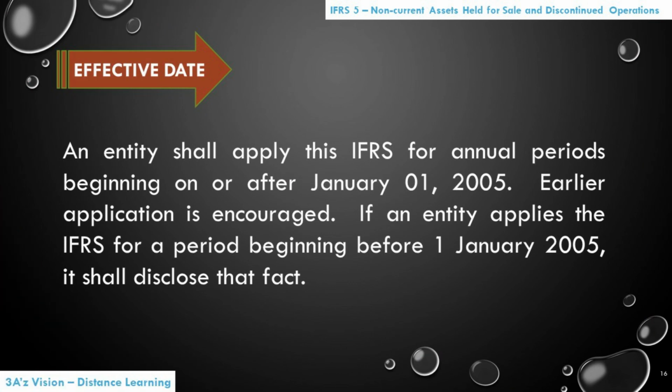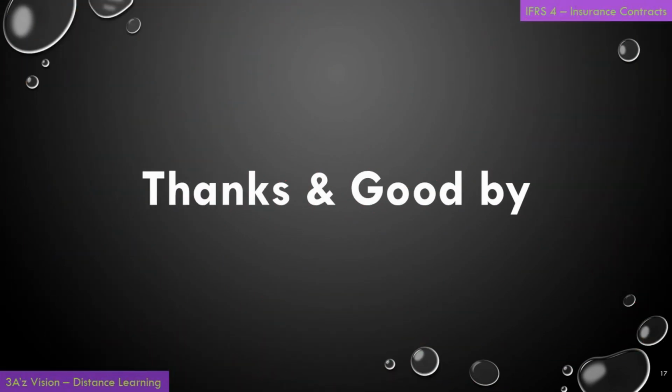Effective date. An entity shall apply this IFRS for annual periods beginning on or after January 1, 2005. Earlier application is encouraged. If an entity applies the IFRS for a period beginning before January 1, 2005, it shall disclose that fact.